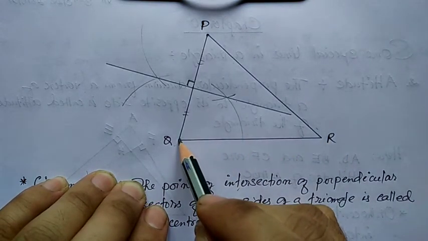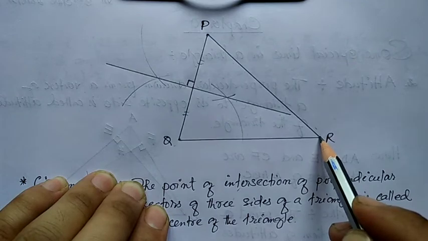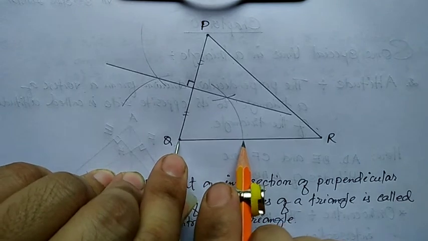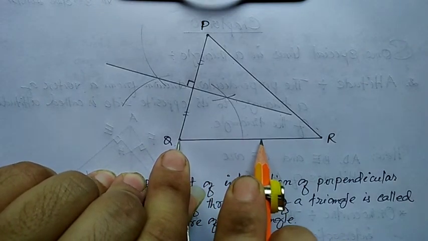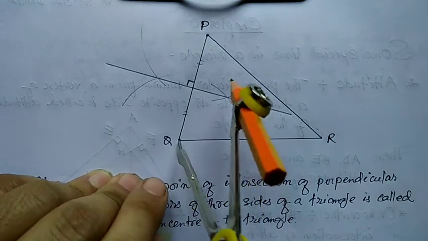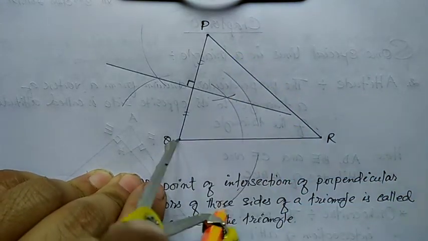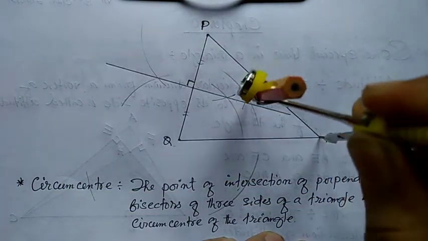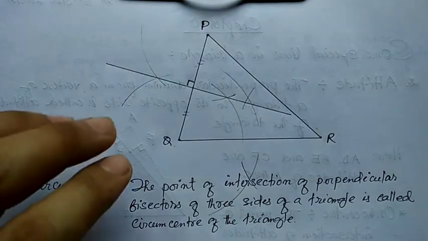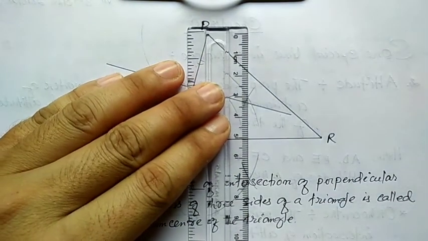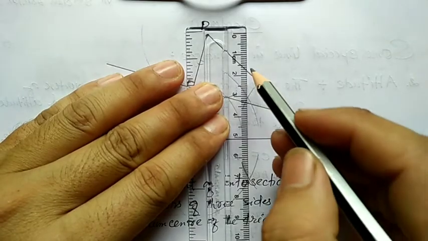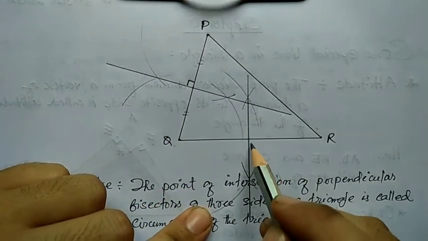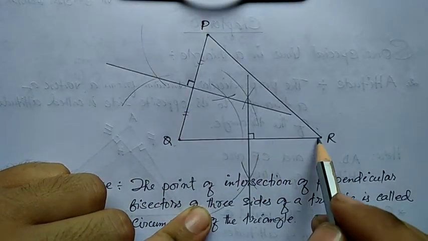For this, Q is one endpoint, R is another endpoint. So we start drawing an arc, taking Q as center. The radius should be more than half of QR. Taking Q as center, I draw two arcs here, with the same radius. We take R as center and cut the two previous arcs. You can join the points of intersection of the two arcs. Joining them, we get another perpendicular bisector. This is the perpendicular bisector of side QR.